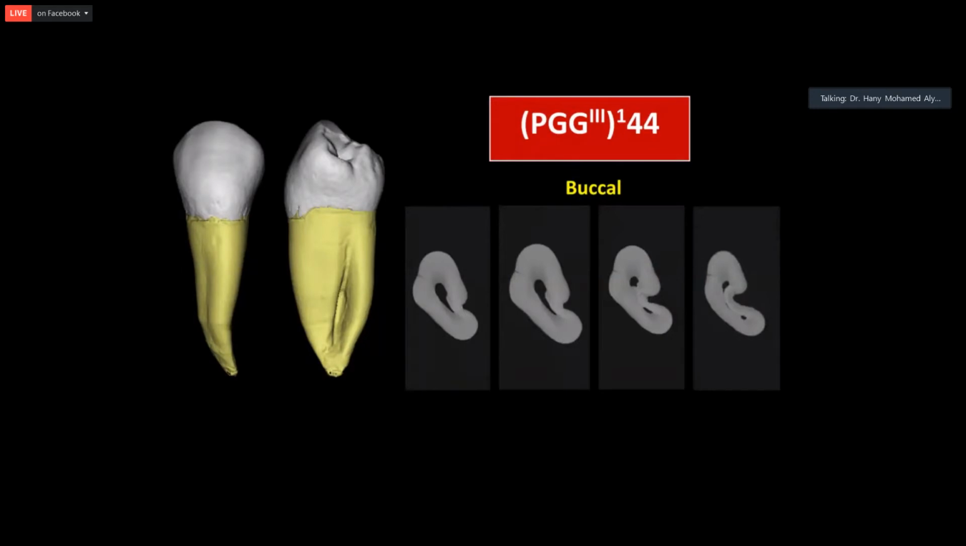This one has a proximal gingival groove, and this micro CT shows how deep this groove can be, and also there is a complex canal morphology in which there are two canals, buccal and lingual canal.